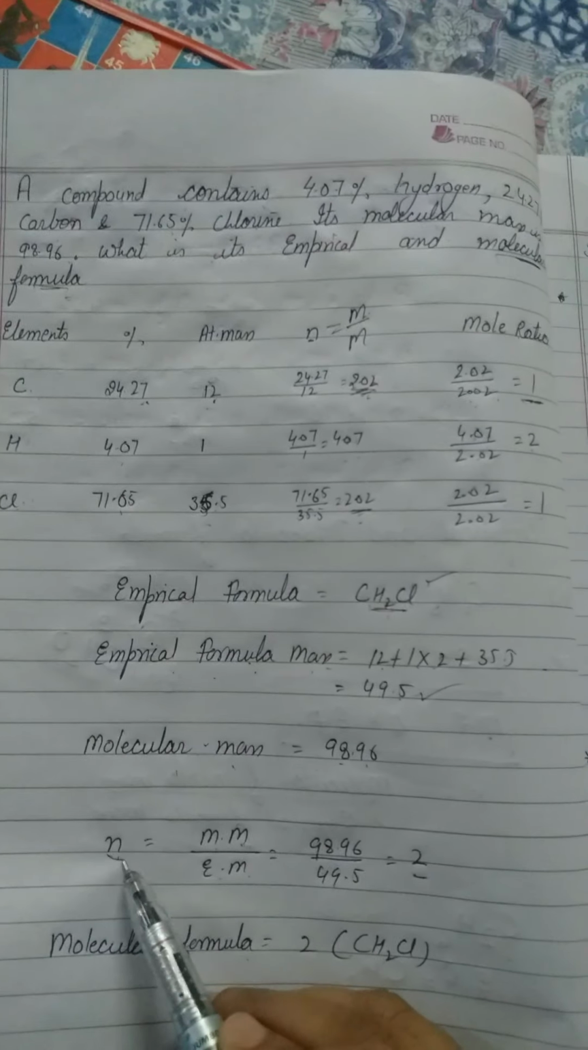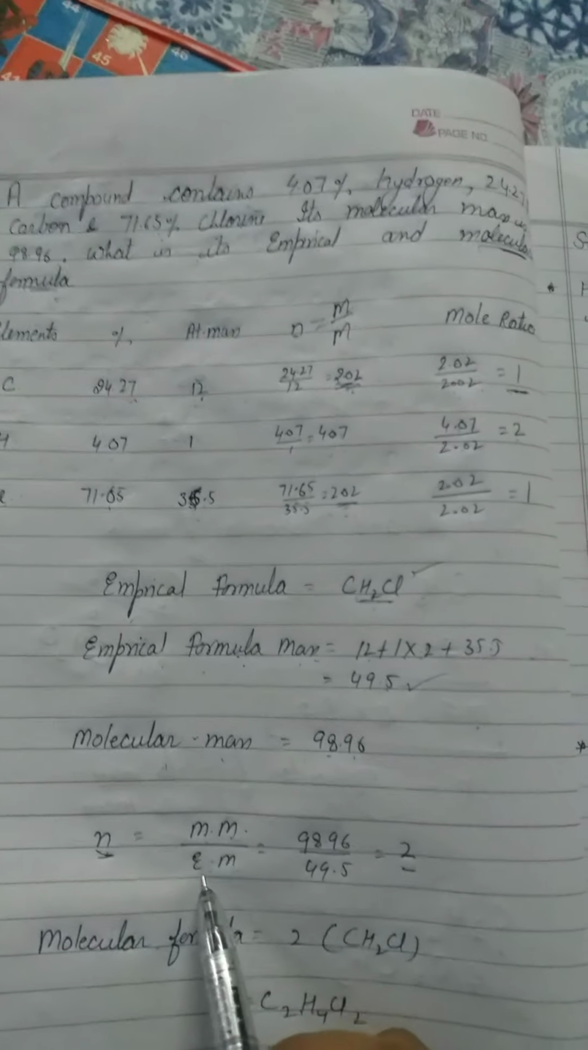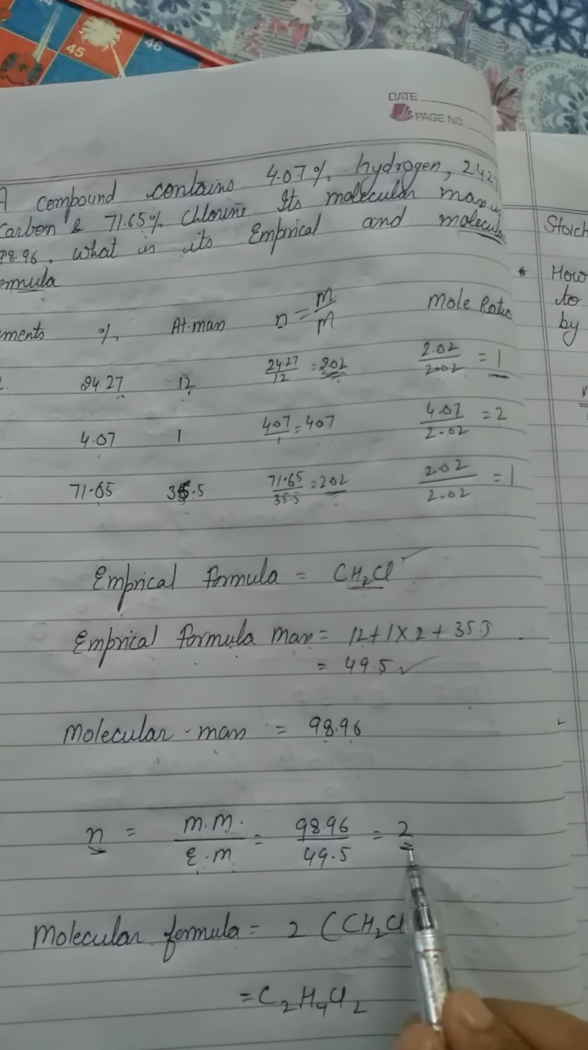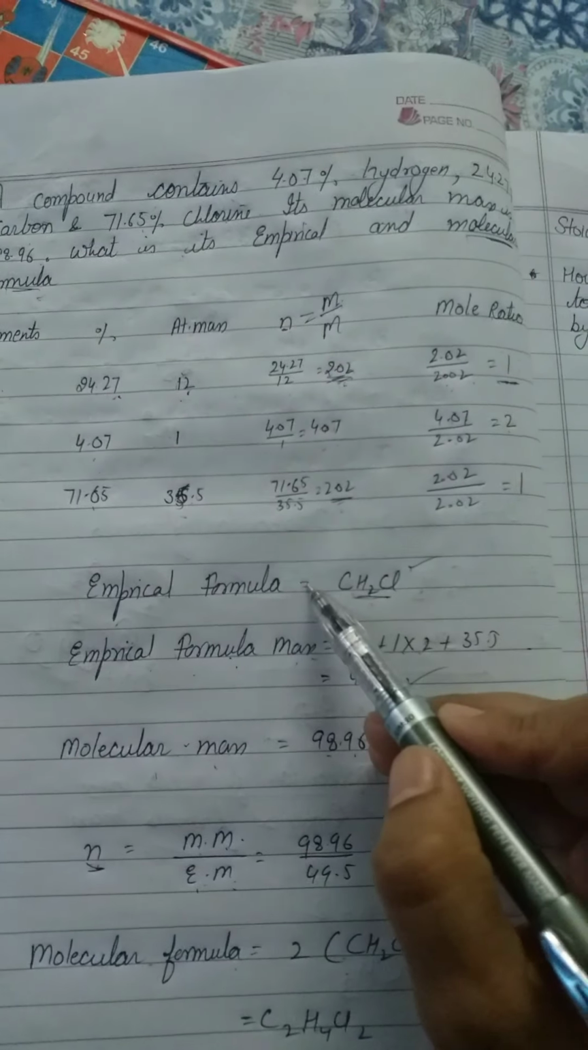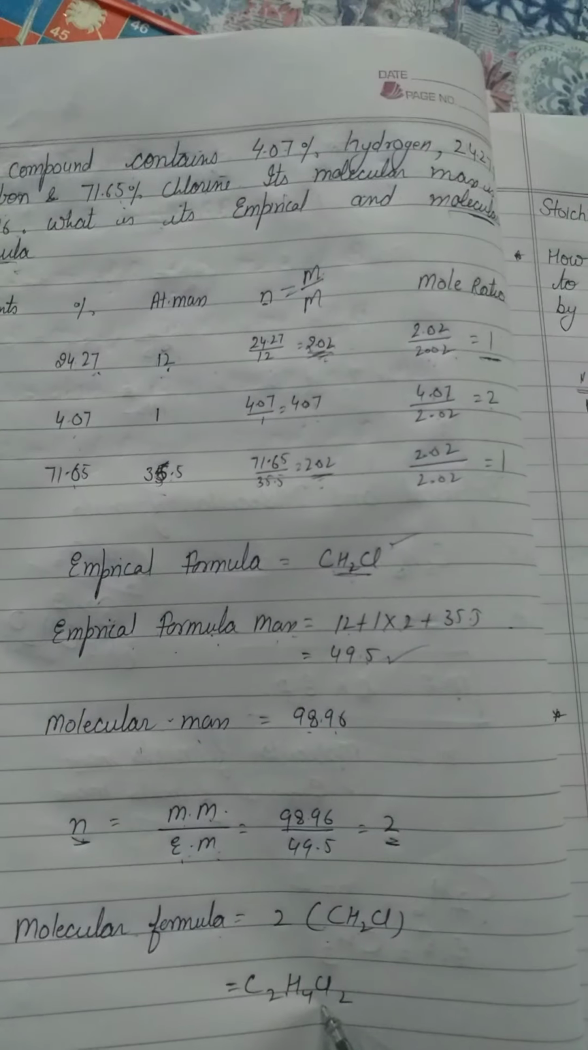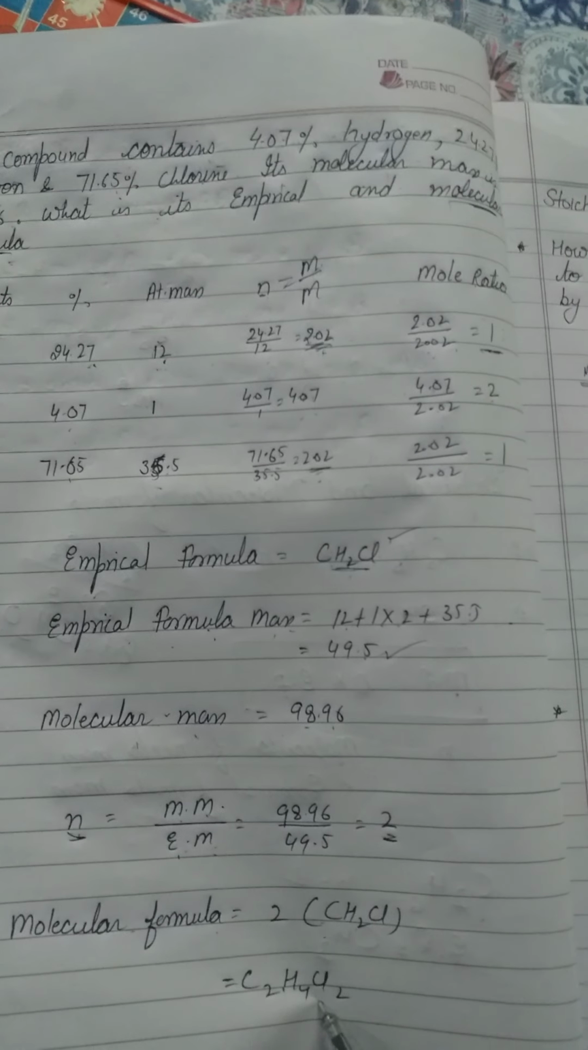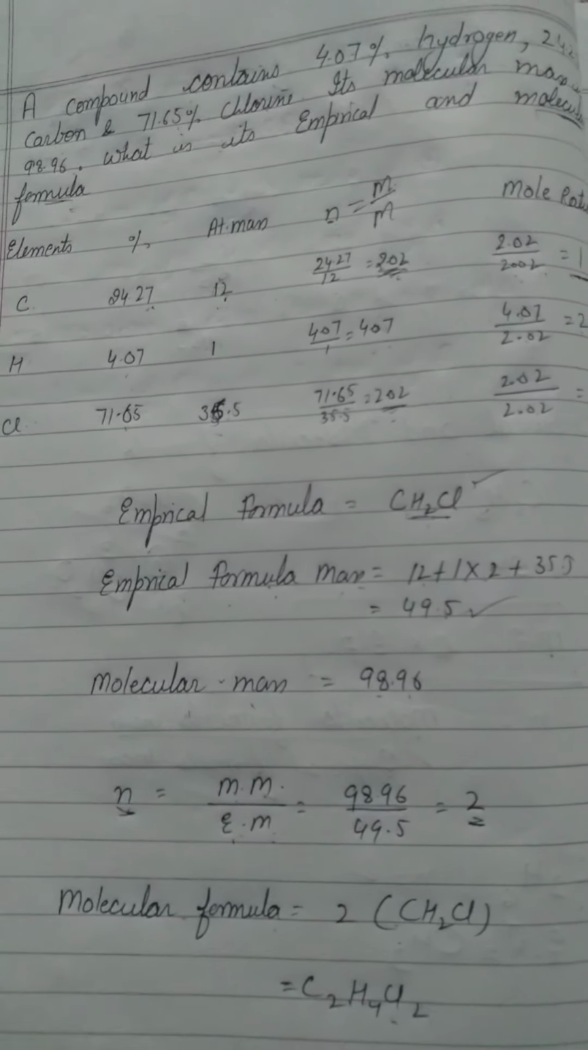Now we will find out the n factor, that is the molar mass upon empirical mass. It comes out to be 2, right? So now we will multiply our empirical formula with 2 and our molecular formula comes out, right? So that is the way to find out the empirical formula and molecular formula.